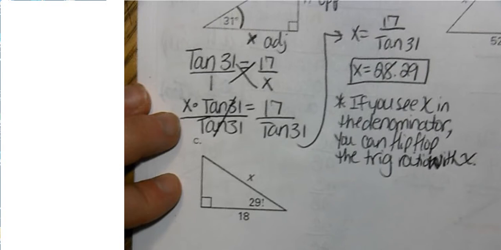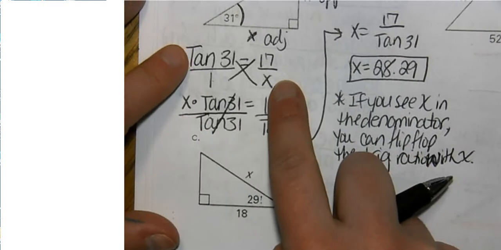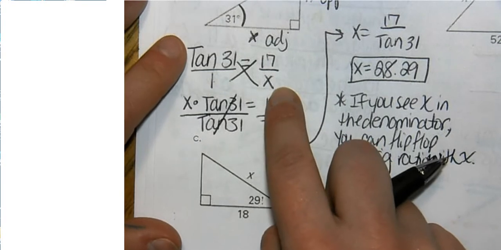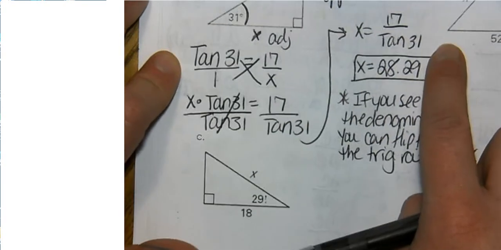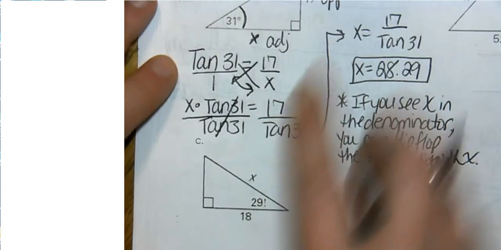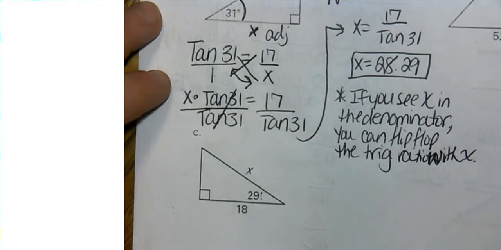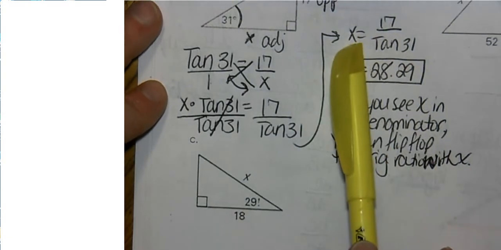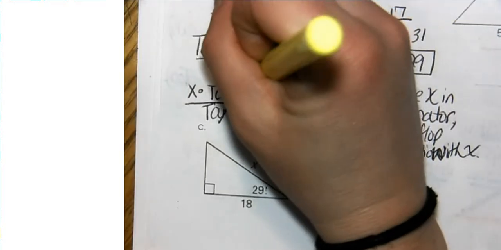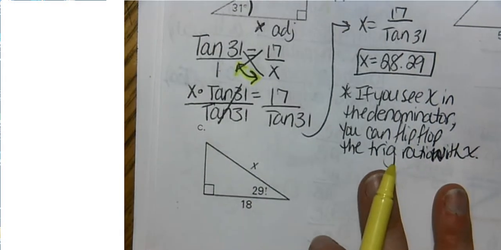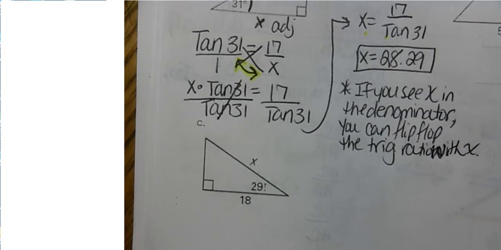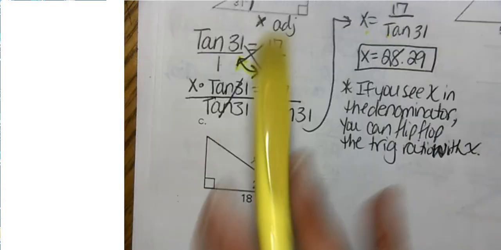So look at what we had at the start. I had the tangent of 31 over 1 equals 17 over x. And by the time we made it to this step, look at what happened. The tangent of 31 and x flip-flop positions. X became over here and tangent of 31 came down below. They flip-flopped. And whenever you see that variable in the denominator, I strongly recommend that you use that trick. It will save you this line of work. It'll save you just a little bit.